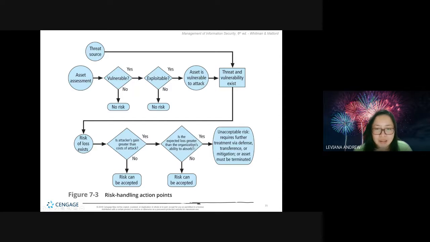If the attacker's gain is greater than the cost of attack, then move on to the next question. Is the expected loss greater than the organization's ability to absorb? If not, then we go for risk acceptance. If it is, we determine this is unacceptable risk. Therefore, it requires further treatment via defense strategy, transference strategy, mitigation, or, last but not least, the asset must be terminated.